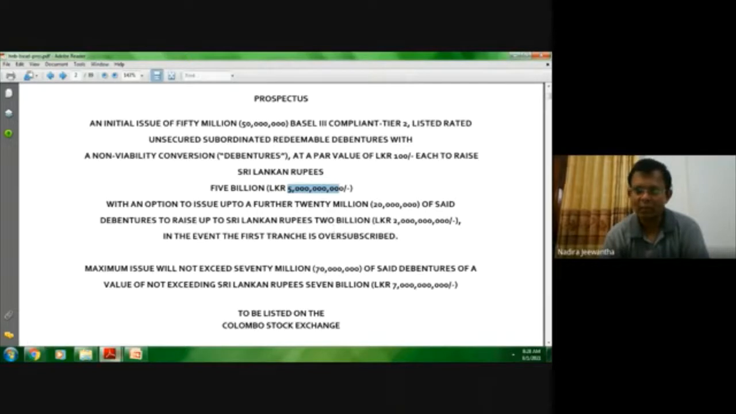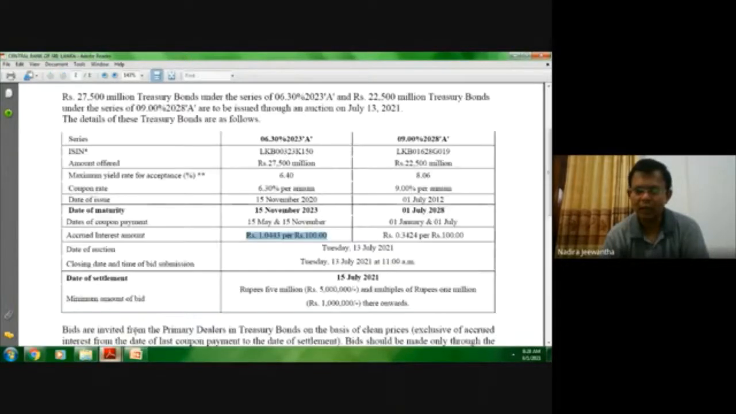Now, remember that when you're looking at treasury bills and treasury bonds, the result sheets show the amount the government has offered, the amount they have received, and the amount they have accepted. Three different things. Generally, we have seen the amount the government has offered and the amount they have accepted is different.